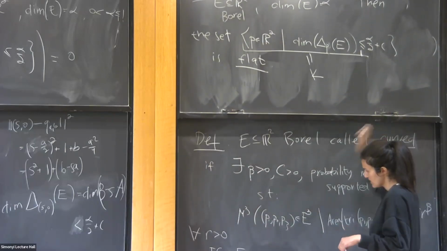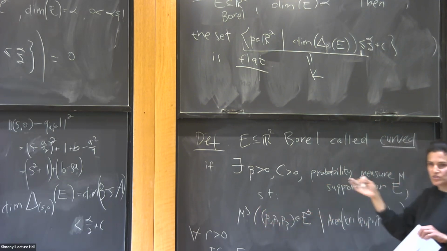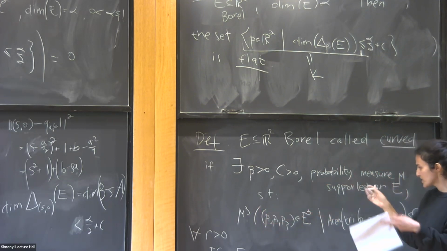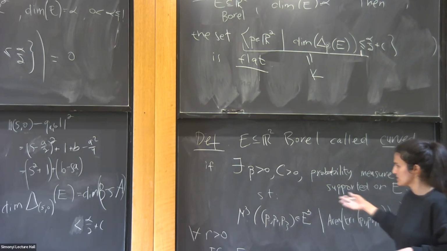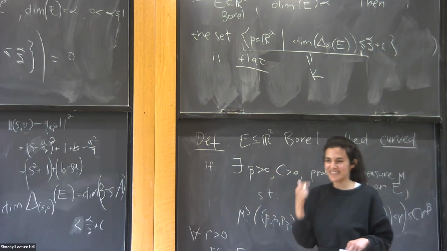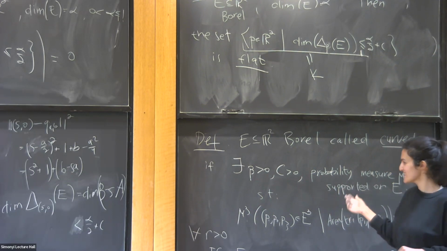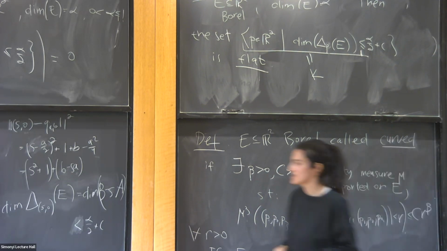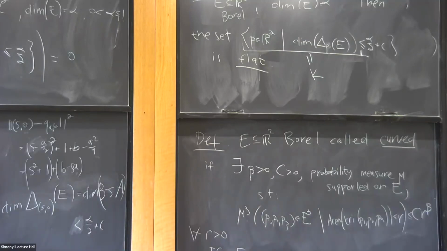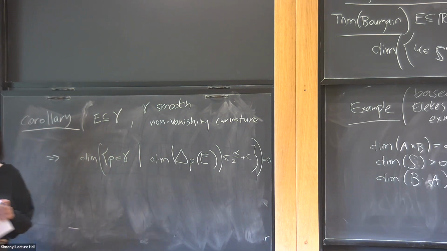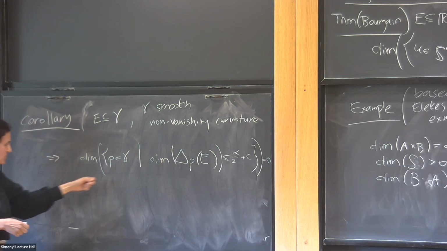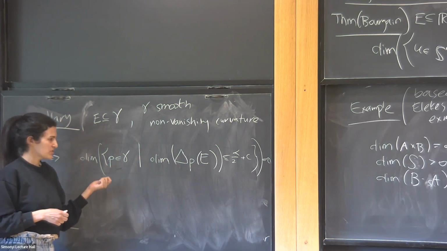In the definition, we can take a probability measure that is supported on our set. So we can just take a probability measure on a subset, and it will still work. If a set contains a curved set that has positive dimension, then it must be curved itself. So if this set K contains a subset of gamma which has positive dimension, K will be curved itself, but the theorem says that it must be flat. So it cannot contain a subset of gamma with positive dimension.